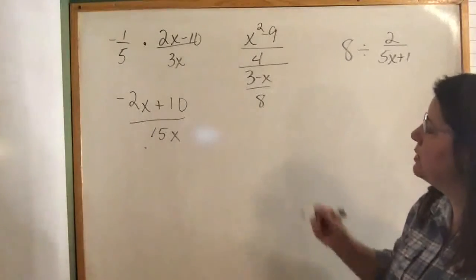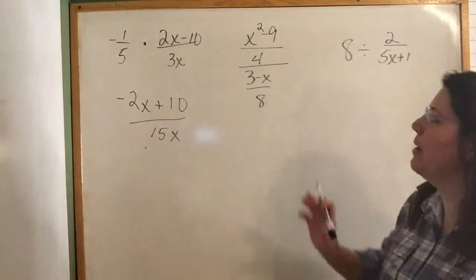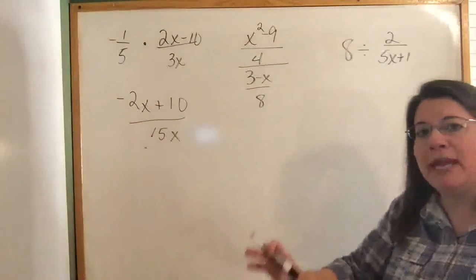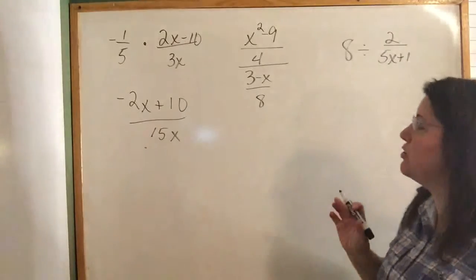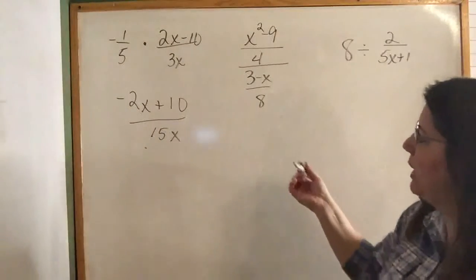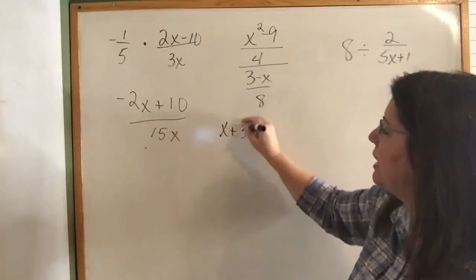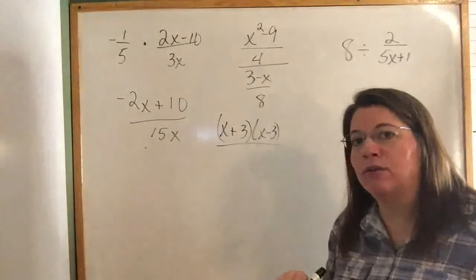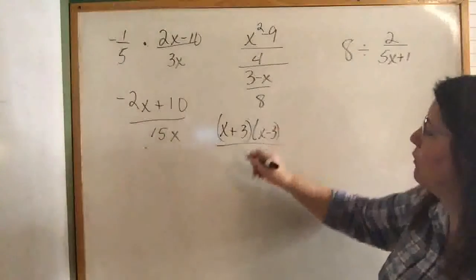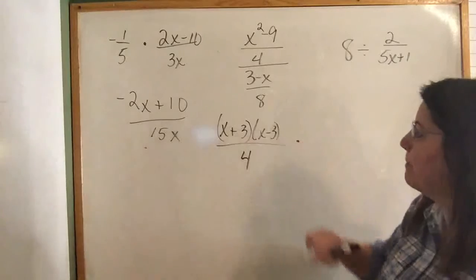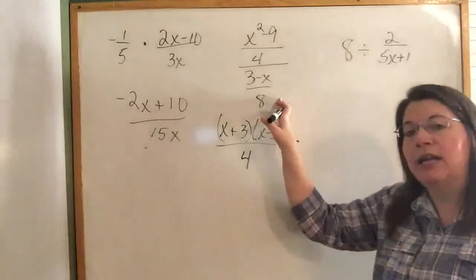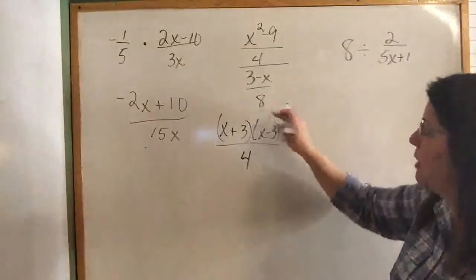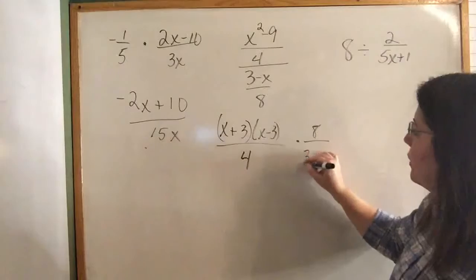For this one, I'm going to rewrite it. Now, when you have something that can be factored, a lot of times you're going to want to factor that because you will be able to cancel entire factors from each other. So the x squared minus 9, when I rewrite that, I'm going to write that as x plus 3 times x minus 3. By now, you should be very familiar with recognizing difference of squares. We've done it so much. That's over 4. And then I multiply by the denominator inverted, or the multiplicative inverse, or the reciprocal of the denominator. So that would be an 8 over 3 minus x.